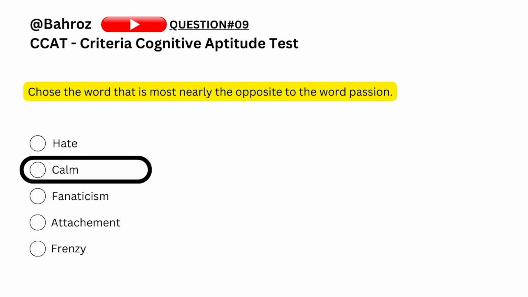Choose the word that is most nearly the opposite of the word passion. Hate, no. Fanaticism, no. Attachment, no. Frenzy, no. It's calm. So here one tip is to do an elimination method. Take out the ones which are obviously not, and then guess between the ones which you think are close.